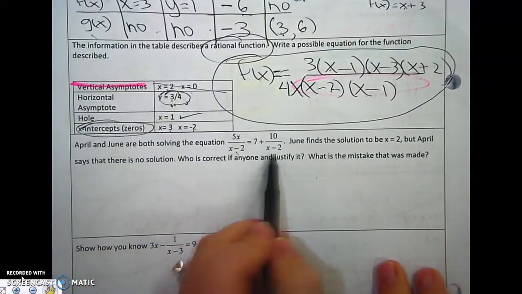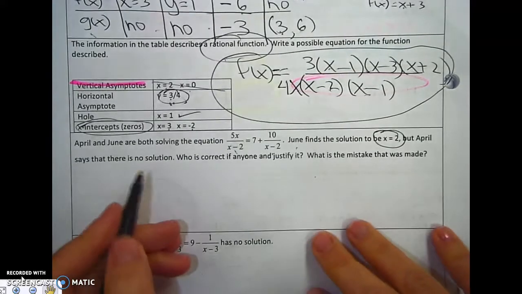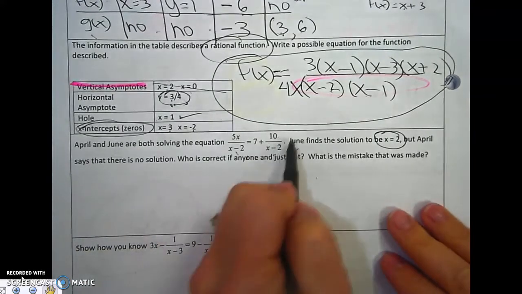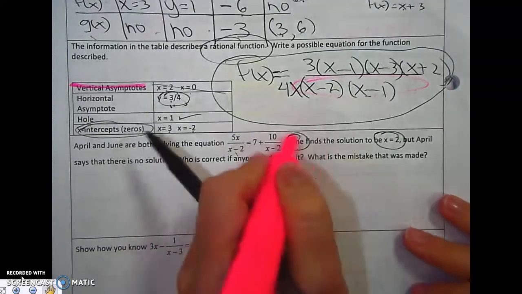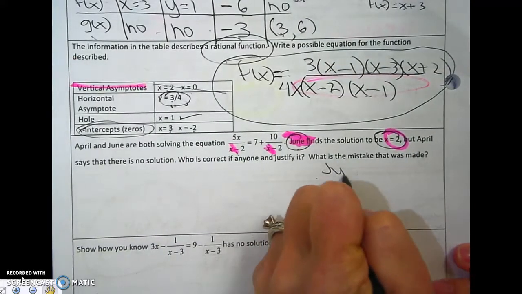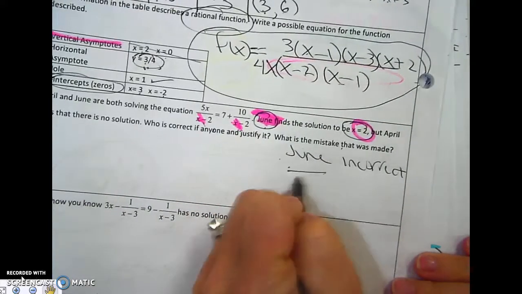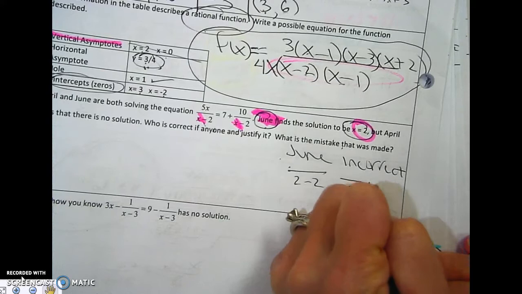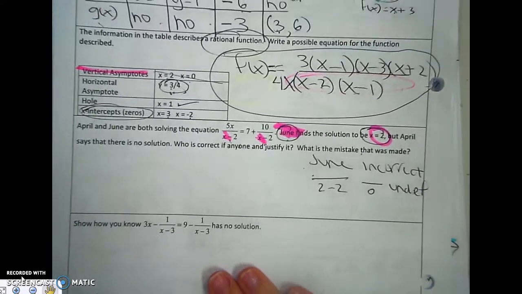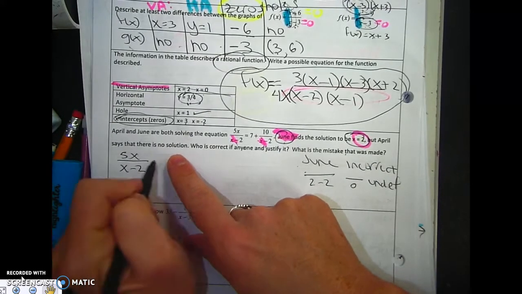It says April and June are both solving this. June says the answer is x equals 2, but April says there's no solution. Who is correct? Well, honestly, I'm going to solve it. But I know that June, just by looking, is not correct, because if I plug 2 in here, it'll be undefined. So I know June is incorrect, because if I go 2 minus 2, there's a 0 on the denominator, and that's undefined. Okay? But I'm going to show that I don't even know if there's no solution, because maybe June and April both did it wrong. So let me actually solve this.